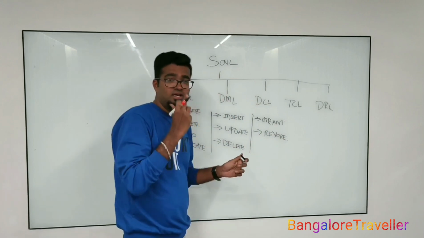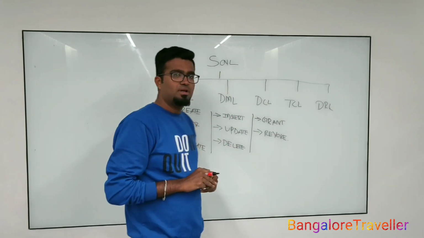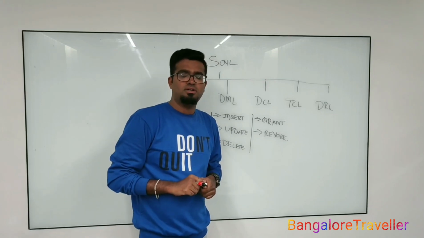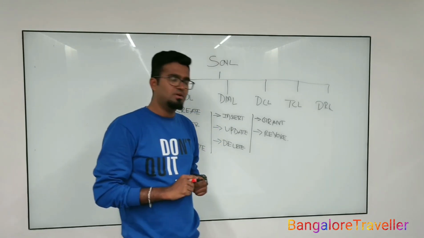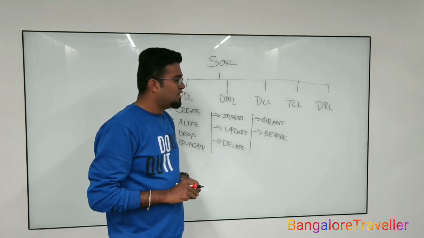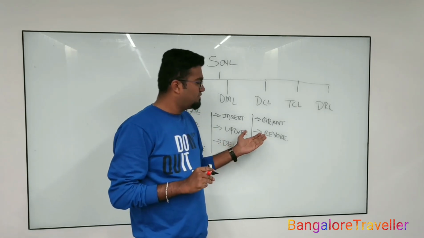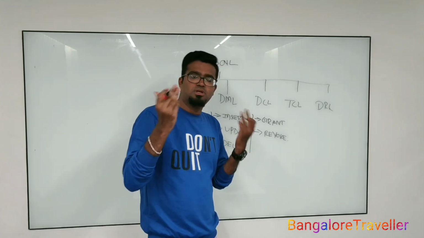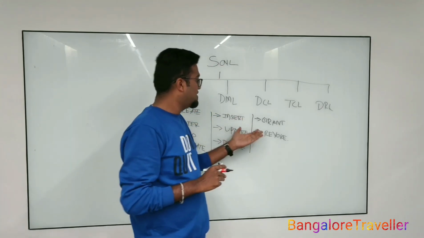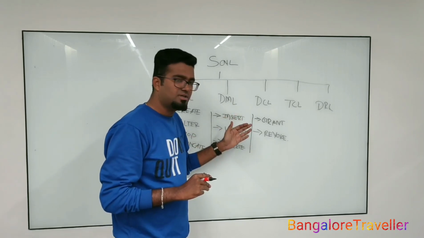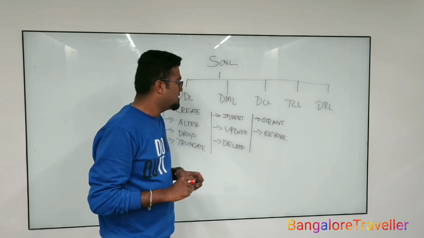Basically, these two commands are used by a database administrator. What is grant? If any user requires access to a database or table, the grant command can be used to provide access. What is revoke? If the user privileges have to be removed, at that time we can use the revoke command. Grant and revoke are used by the database administrator for providing access and revoking it back.